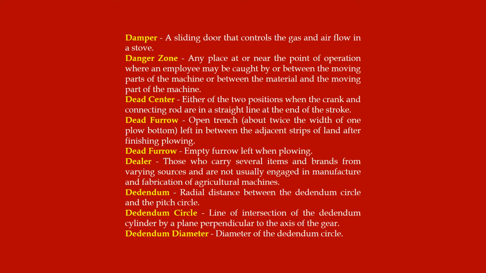Dealer. Those who carry several items and brands from varying sources and are not usually engaged in manufacture and fabrication of agricultural machines. Dedendum. Radial distance between the dedendum circle and the pitch circle. Dedendum circle. Line of intersection of the dedendum cylinder by a plane perpendicular to the axis of the gear. Dedendum diameter. Diameter of the dedendum circle.